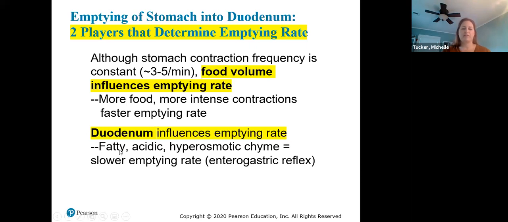If the meal is fatty, it will slow down to allow bile salts to emulsify that fat. If it is too acidic, then it will also slow the rate of emptying to allow the pancreas to secrete more bicarbonate. We'll talk about reflexes in a little bit. Okay, so the two factors are food volume and then the composition of the chyme. Is it fatty or is it acidic?